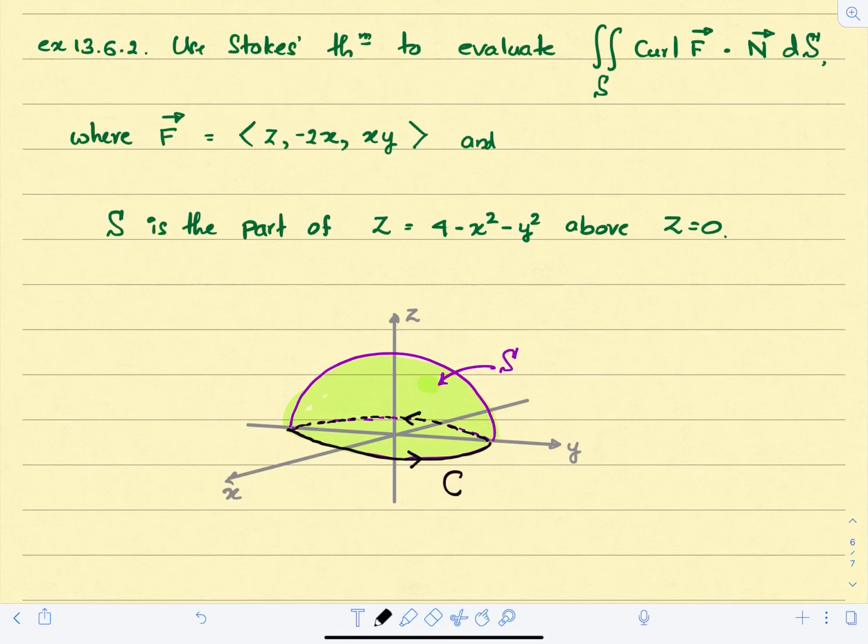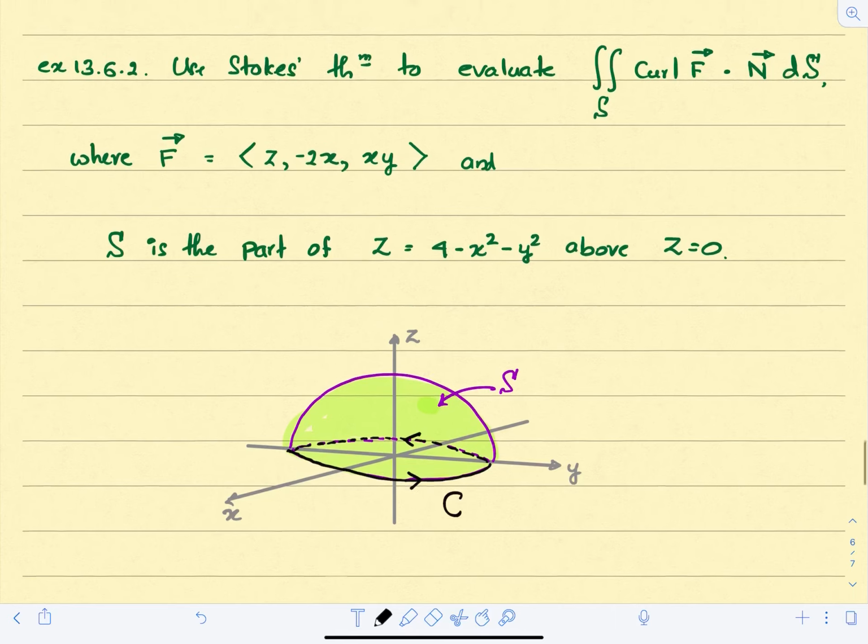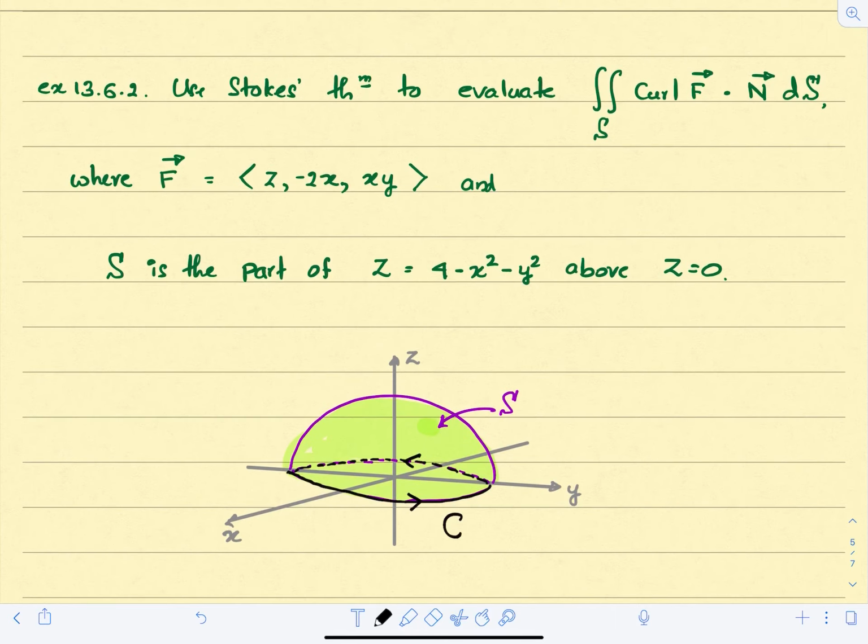Second example from Stokes theorem. Now in this example we want to calculate this flux integral where F equals the vector field F = ⟨z, −2x, xy⟩, and S is the part of this downward paraboloid above the xy plane. And here is a picture.